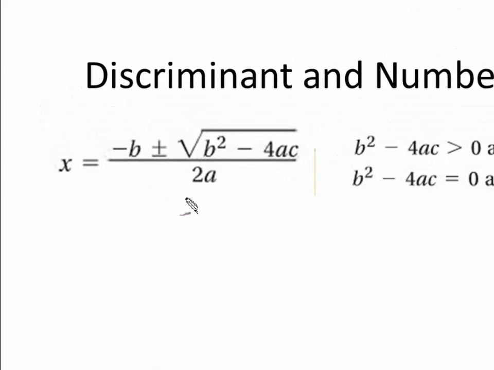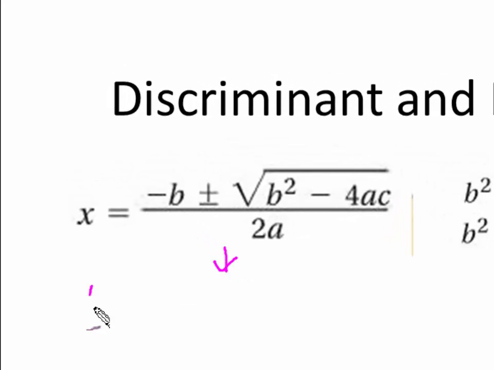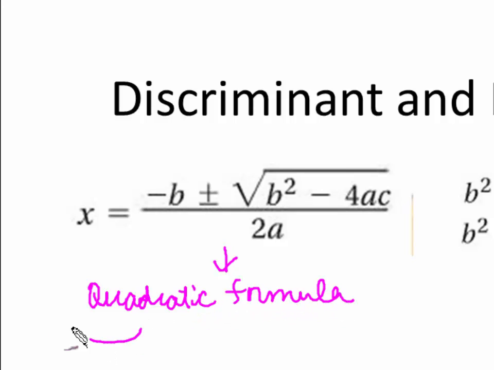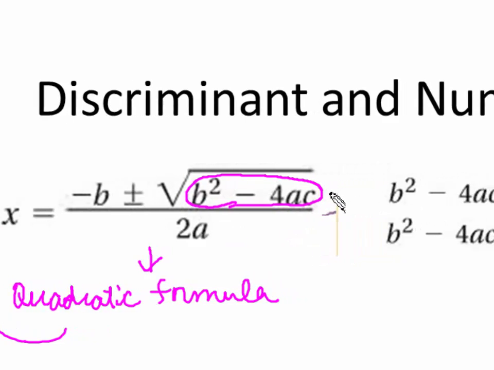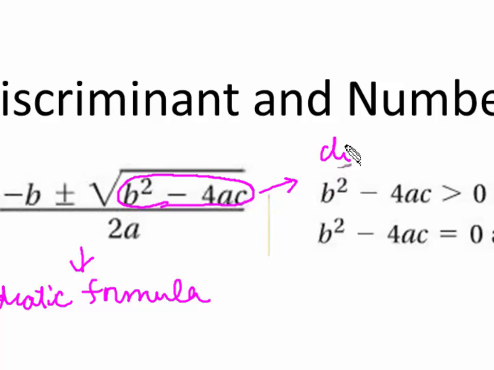Let's see how it works. So this is the quadratic formula, which we use to solve for x. But inside this formula, there's a really interesting feature, which is b squared minus 4ac. The value that we get, we call the discriminant.